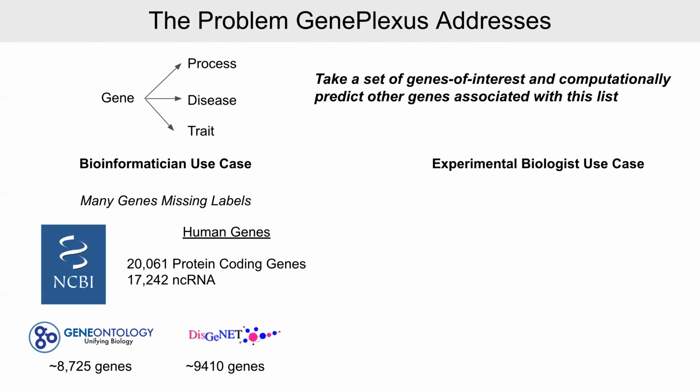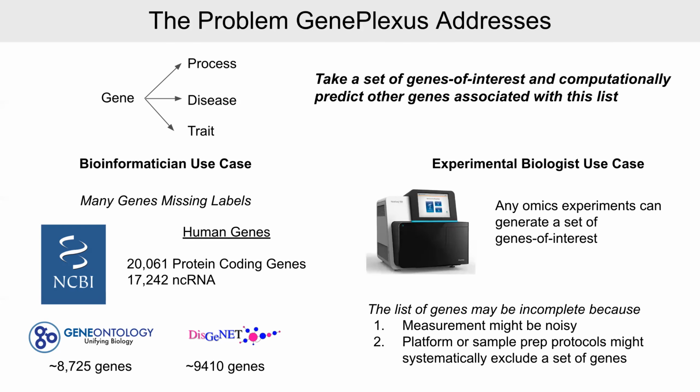For bioinformatics, there are many databases out there that have sets of genes, like the Gene Ontology, DisGeNET, and the Mouse Genome Informatics. There are a lot of these databases that have a process, trait, or function, and they have genes associated with it. However, many genes don't have any label to any of these things, and the sets that are in there are probably incomplete. So the idea is, how can we computationally predict the roles of these genes? That's one of the use cases GenePlexus could be used for: taking these pre-known sets and trying to fill them in.